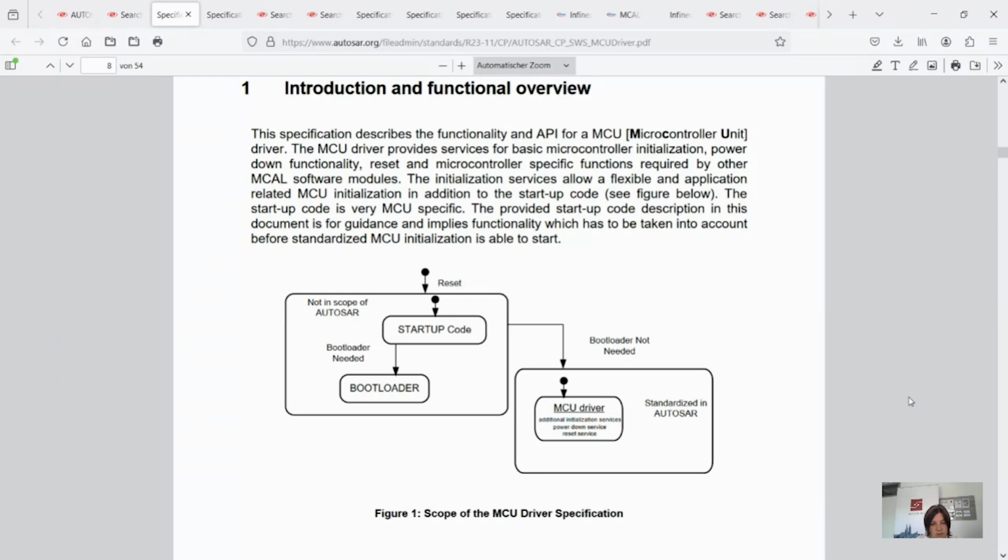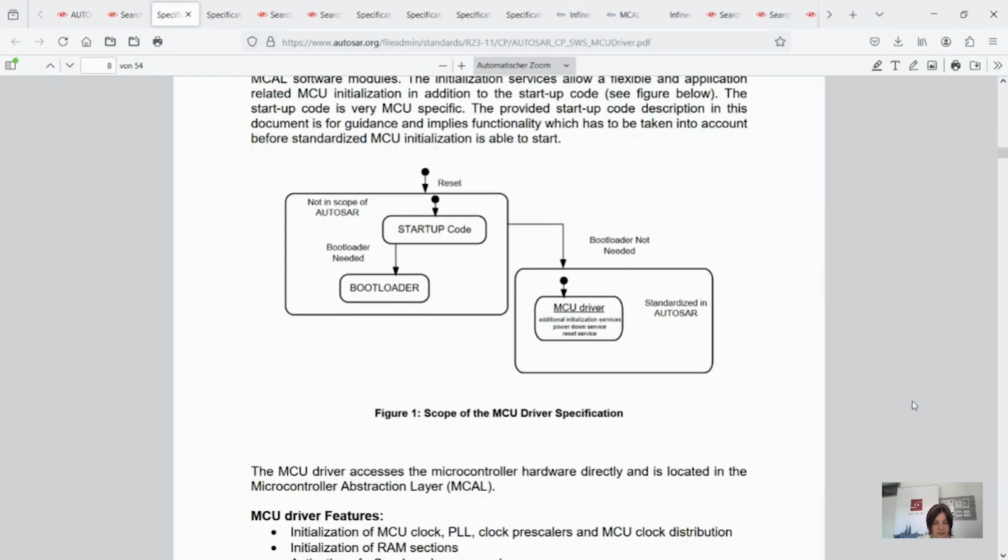The startup code is very microcontroller unit specific. The provided startup code description in this document is just for guidance. So we're really lucky that these specific applications are now done by the chip producers, for example, Infineon, NXP, and others. When I started, this was not the case. You had to take care of this yourself. So you can rely on this.